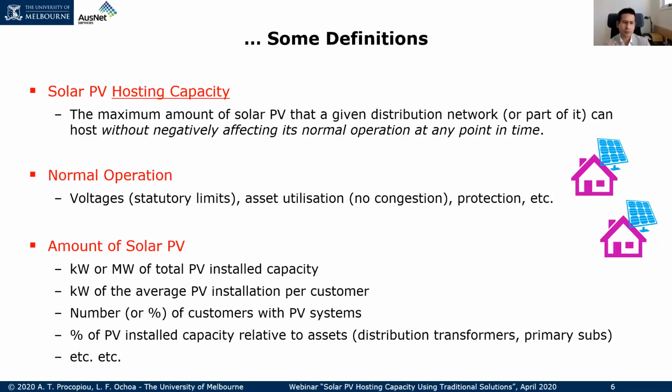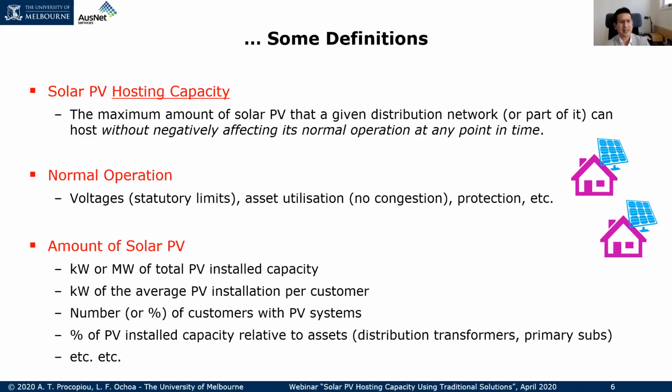However, you also can look at asset utilization. You want to avoid congestion. You want to avoid assets being overloaded. But there are many other things that can be considered, protection or harmonics. But in the context of this particular study, we'll be limited to the voltage statutory limits and asset utilization.